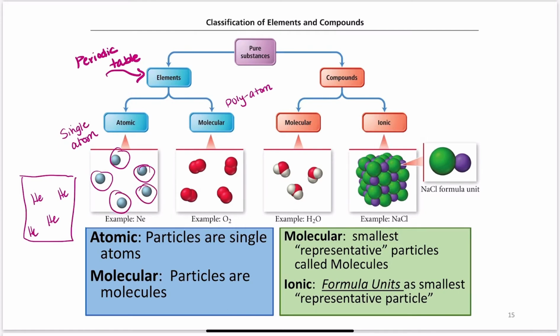Molecular is particles are molecules. Molecule means more than one atom bound together. Most often, we're talking about diatomics. See here on each one of these, we have two atoms bound together. So again, most often, we're discussing diatomics. Di and then atomic. Di meaning two. There are 7 diatomics that we will talk about in another section that you will have to memorize.